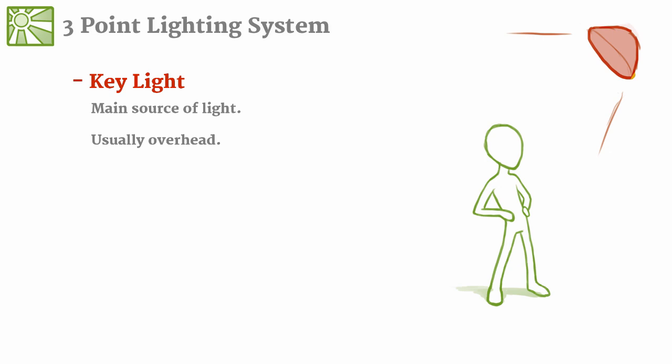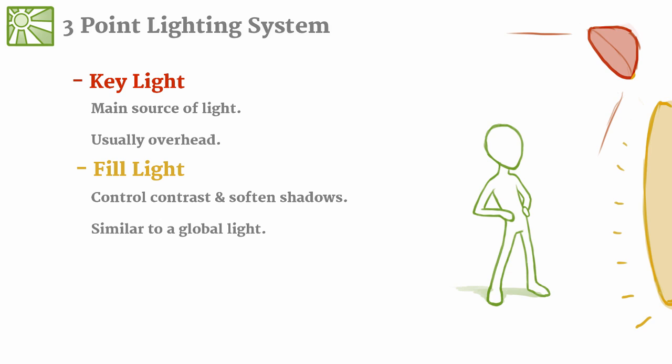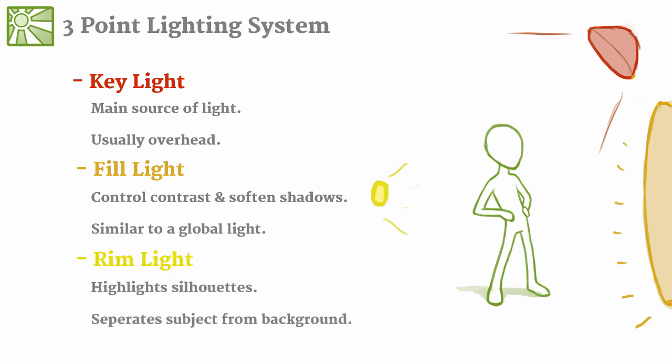So the second light that we're adding complements the key light, and this is called the fill light. So this controls the contrast and softens the shadows. So it's similar to a global light in the way that it gets in between the crevices and areas where there might be some harsh shadows, and it softens them up a bit. And lastly, the rim light. So whereas the fill light was lower in intensity, the rim light is usually higher in intensity, and it highlights the silhouettes. The main purpose of a rim light is to separate the subject from the background and add that much more value to your object.